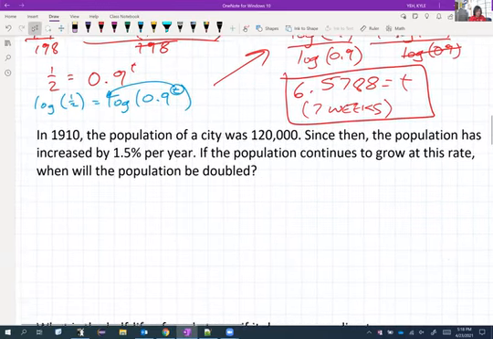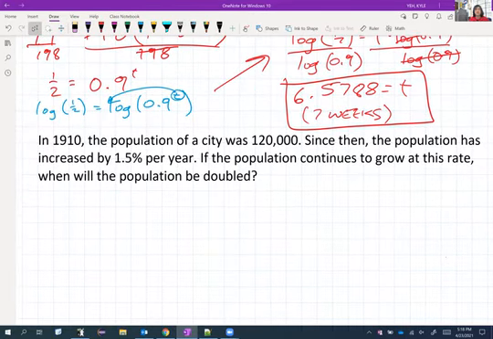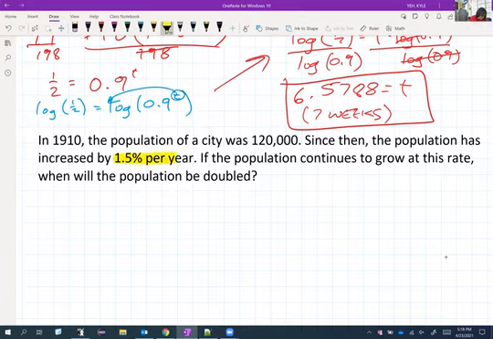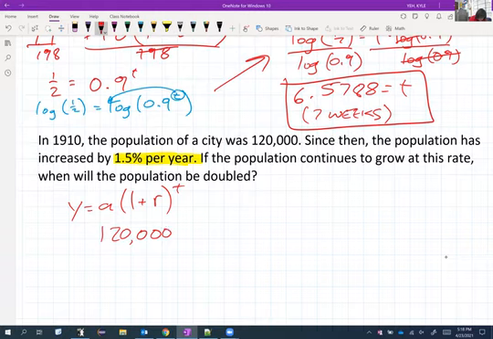In 1910, the population of a city was 120,000. Since then, the population has increased by 1.5% per year. And that should be setting off fixed growth alarm bells in your head. Per year, it's going up, fixed growth. If the population continues to grow at this rate, when will it be doubled? So fixed growth, y equals a times 1 plus r to the t-th power. Starting value was 120,000 people in this town.